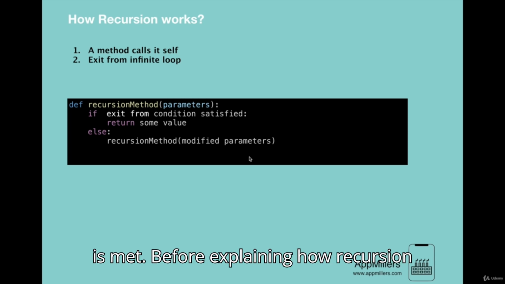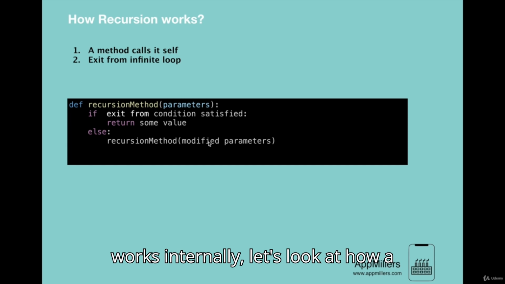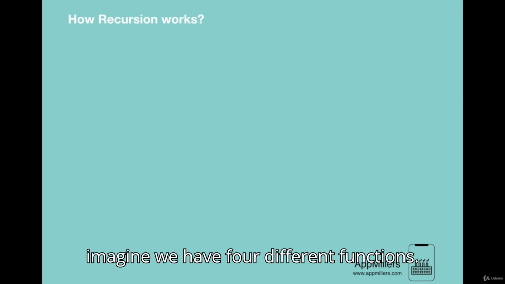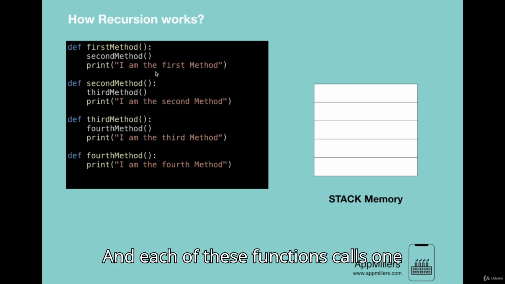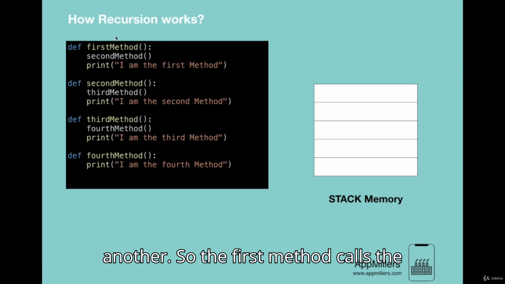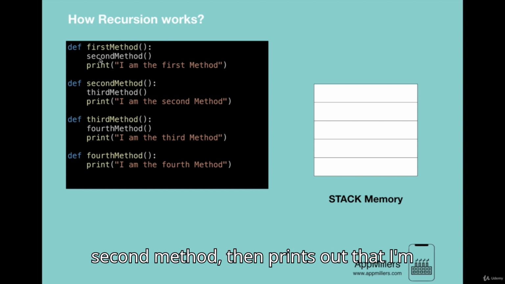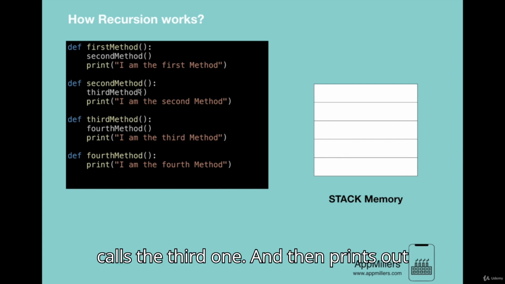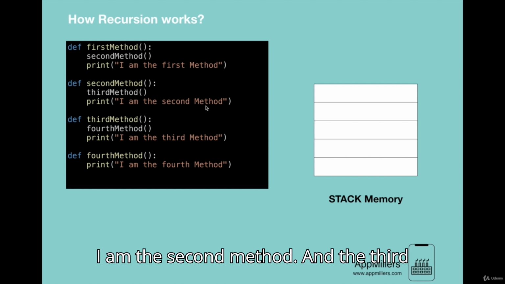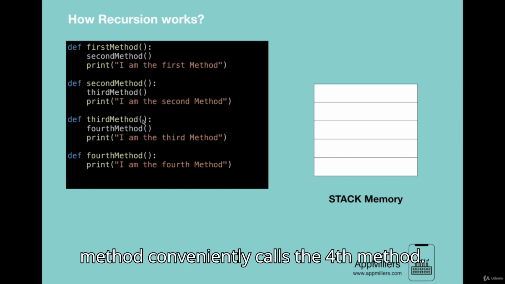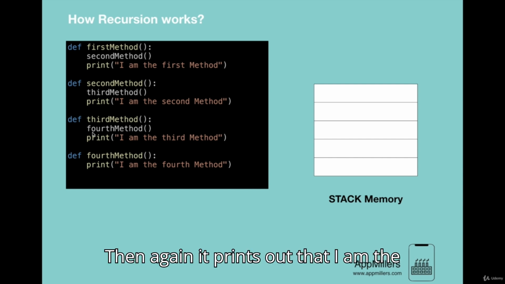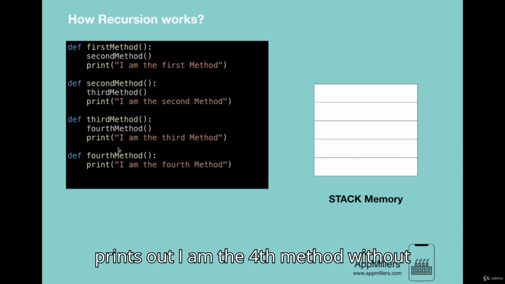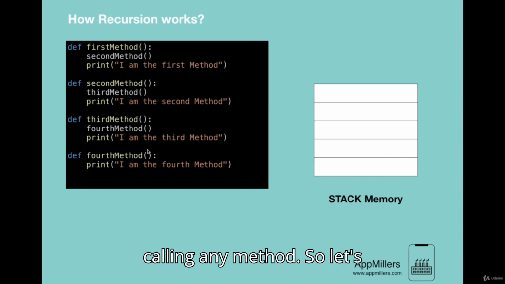Before explaining how recursion works internally, let's look at how a normal method works internally. Let's imagine we have 4 different functions, and each of these functions calls one another. So the first method calls the second method, then prints out that I am the first method. And the second method calls the third one, and then prints out I am the second method. And the third method conveniently calls the fourth method. Then again, it prints out that I am the third method. And finally, the fourth method prints out I am the fourth method without calling any method.